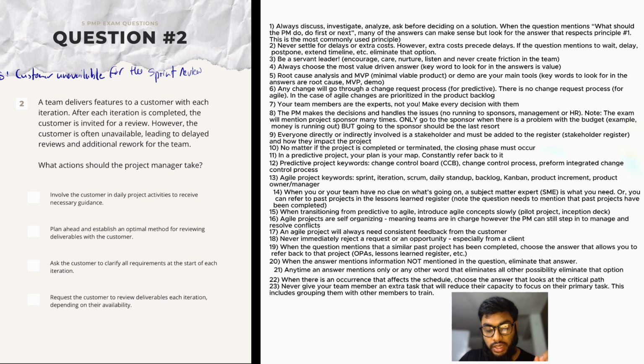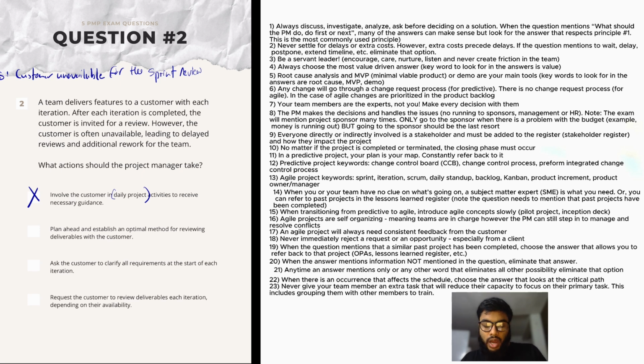Involve the customer in daily project activities to receive necessary guidance. Okay, well, we just said that the customer is unavailable. So what makes us think that the customer is going to be available on a daily basis? So this is not going to be the answer. It goes against the information in the question itself. If the customer is often not available at the end of the sprint, why should this customer be available every single day?